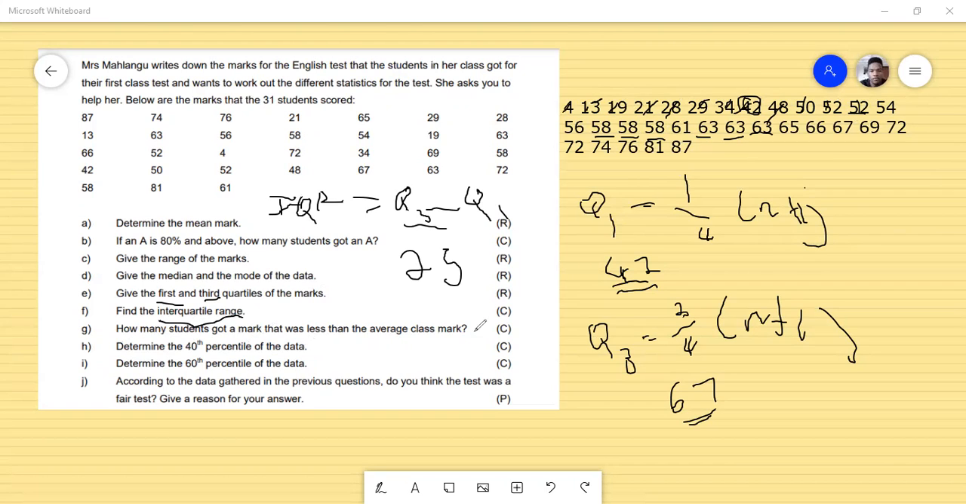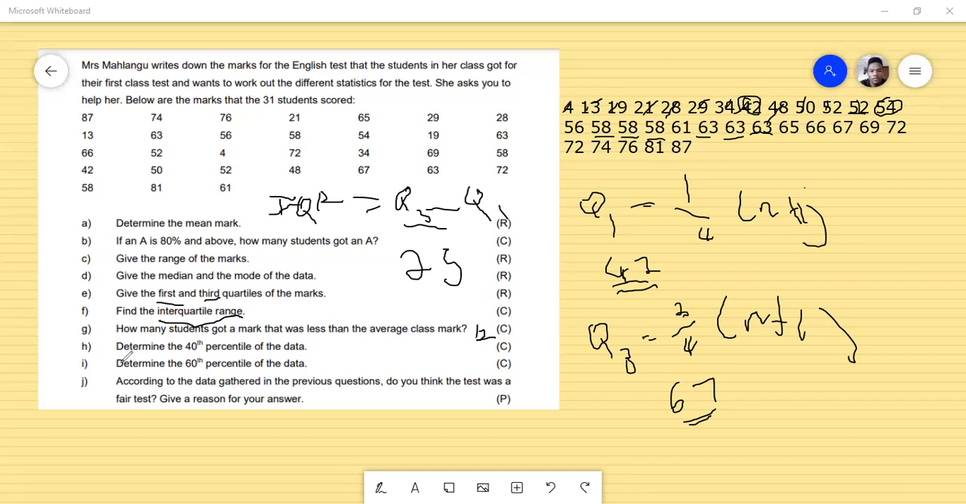So how many students got below the class average? It's going to be 12, right? Because remember the class average was 53.39. So the ones that are less than 53, because 54 is greater than 53. So we won't start counting there. We start counting from 52 going down. I hope that makes sense.